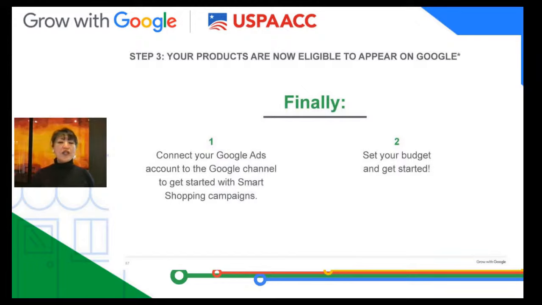And here, finally, once that is done, your products are now eligible to appear on Google, which is fantastic. You made it, you've come very far, and this is the time to shine. So now you can connect your Google Ads account to the Google channel to get started with smart shopping campaigns. Set your budget and get started.